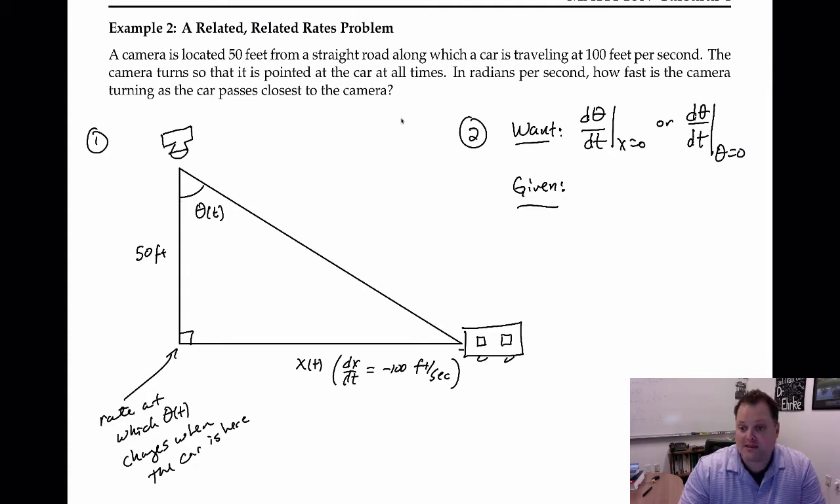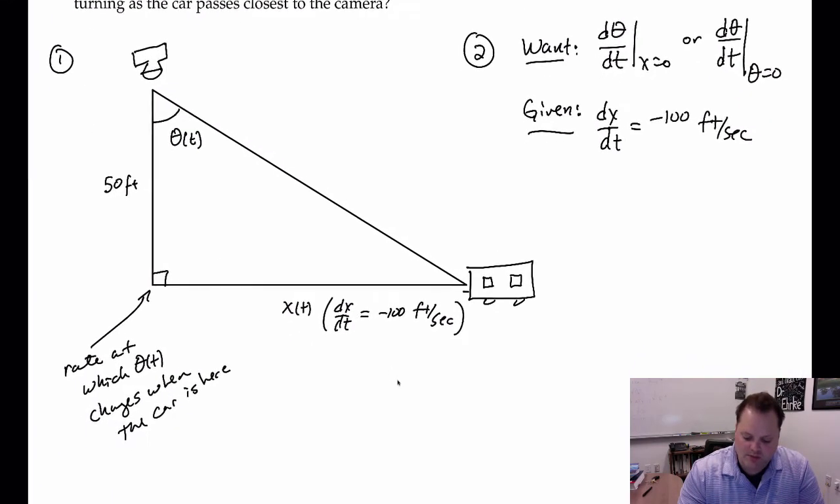Those are both at the same time, even though we're not calculating what time that is. These are the same thing. I just don't know which one's going to be more useful to me later. Is it going to be setting x equal to 0 that I want to do, or setting theta equal to 0? So we'll just have to wait on that and see. The given information is we're given this rate here, so we're told that dx dt is negative 100 feet per second. Okay, so here's what this problem basically comes down to. So we'll call this step 3.